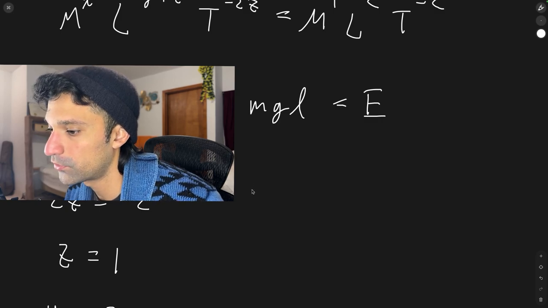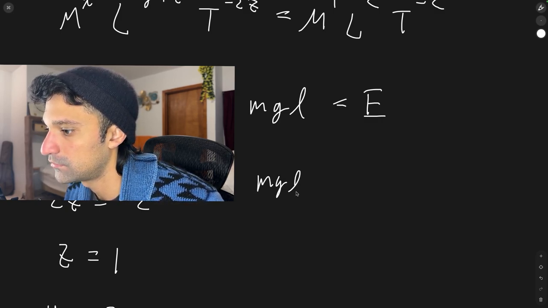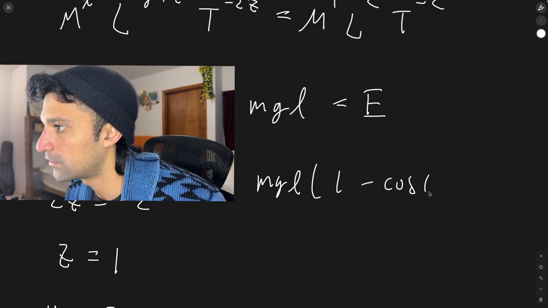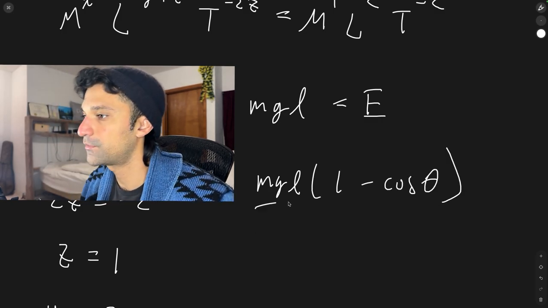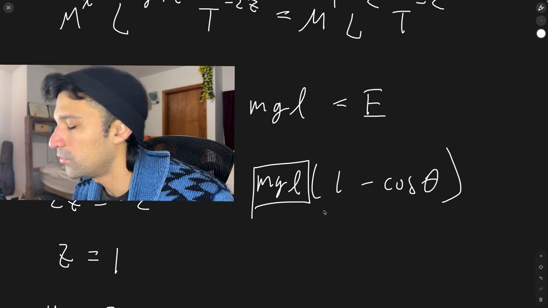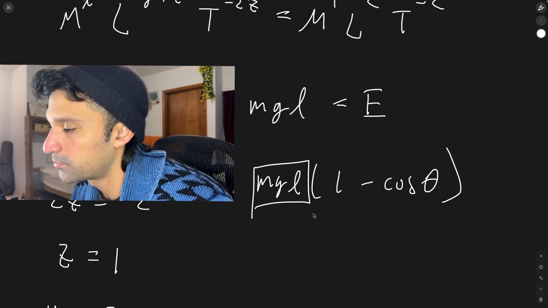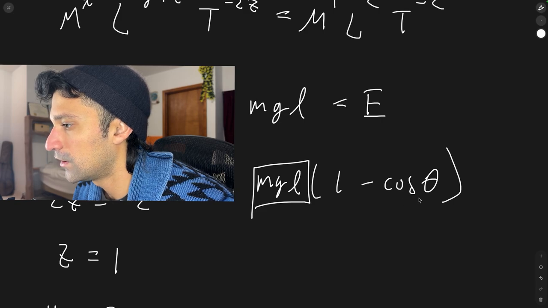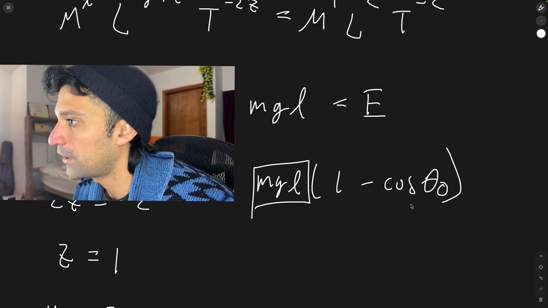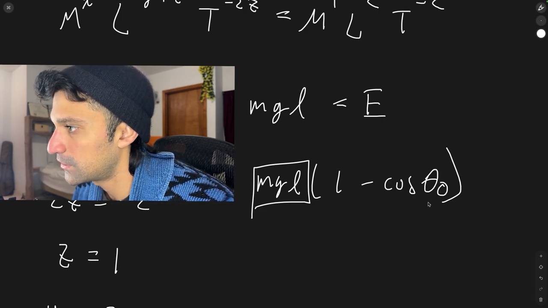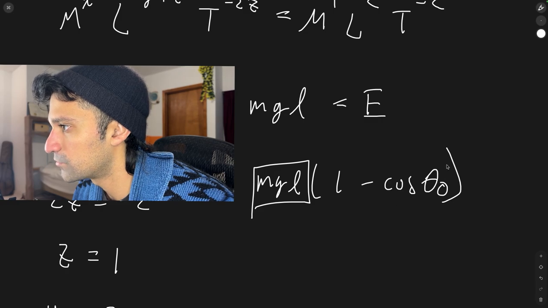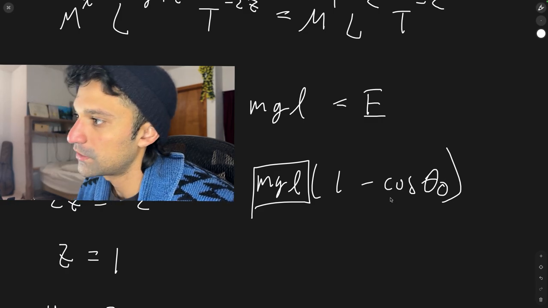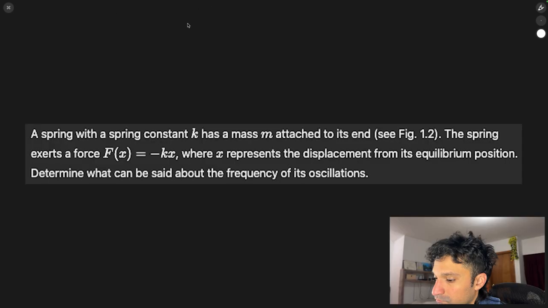The actual total energy is mgL times 1 minus cosine theta. Notice again that we were correct about our mgL, and all we were missing was a multiplicative factor of a function involving, this should be theta naught, involving theta naught, right? And that's because, again, we have no way of really doing this with pure dimensional analysis because this doesn't have any dimensions.